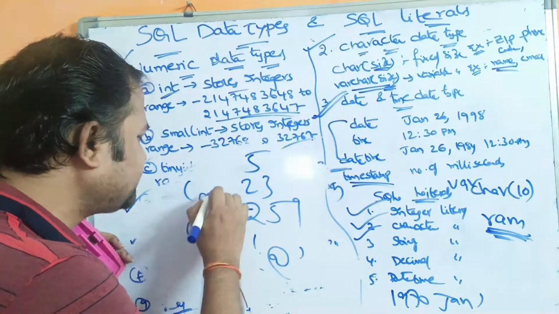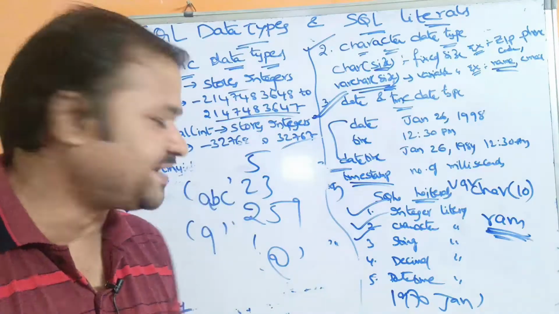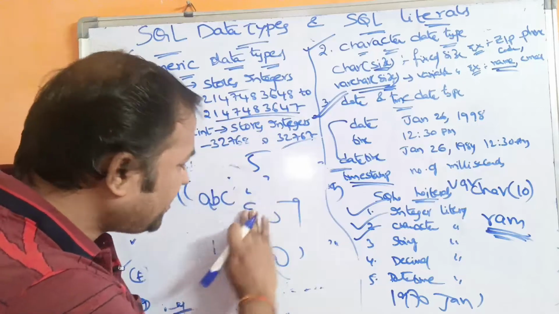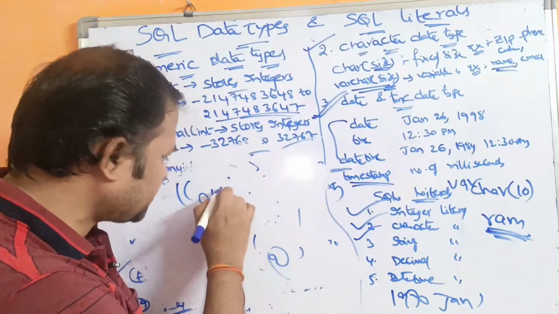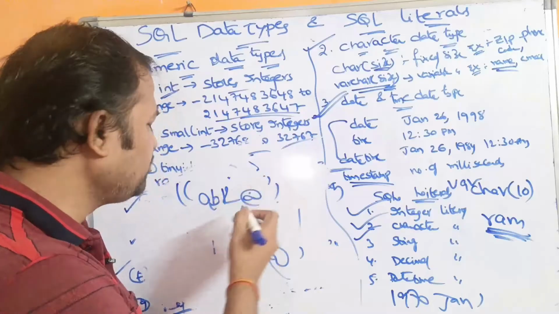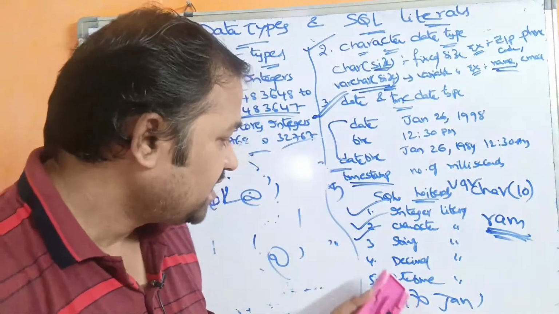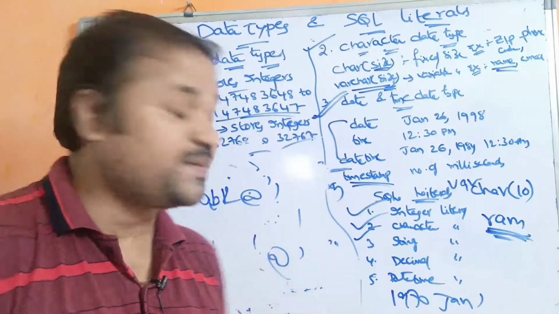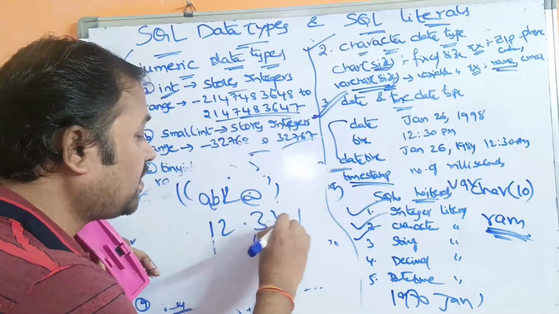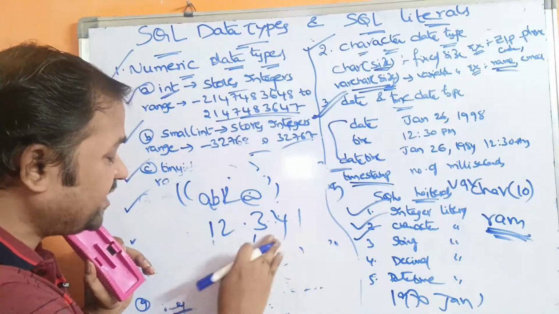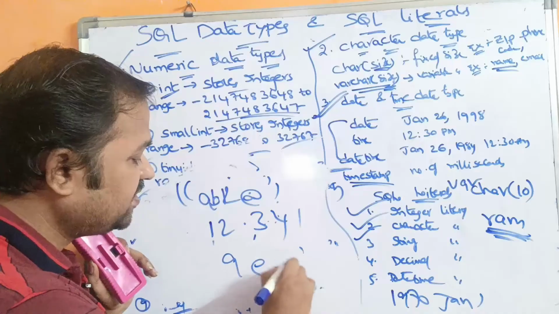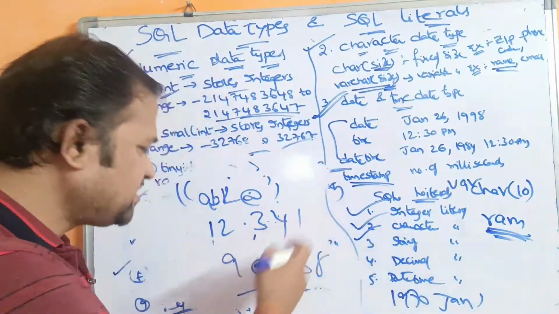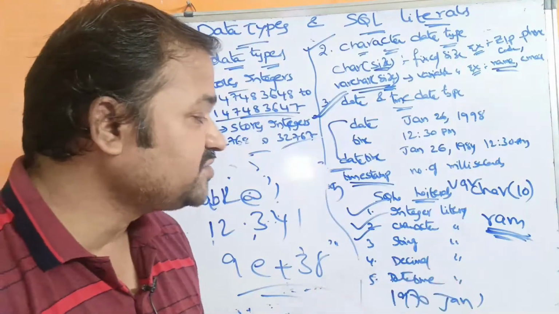So let us say we have ABC. This is a string literal, or we can use double quotations. Here the string contains not only alphabets, it contains some symbols and digits also, like AB12@. This is a string literal. And the next one is decimal literal. It is mainly useful in order to store floating point numbers. So 12.34, or we have decimal exponential notation also, like 9e-38. If you want to store a floating point number, which may be some decimal number or exponent value, then we can use the decimal literal.